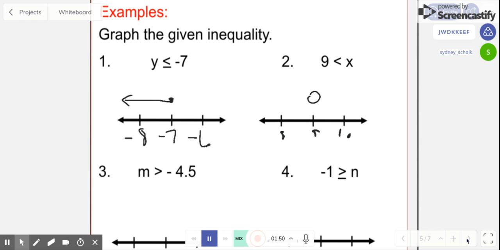Now, to figure out if we should have an arrow pointing to the left or to the right, I'm actually going to rewrite this so that my variable is on the left. Now that my variable is on the left, I need to show that x is greater than 9, because this means the same thing as 9 is less than x, but we want to rewrite it so our variable's on the left like we said previously. Well, now we're thinking x is anything greater than 9. So that means that we're going to point that arrow to the right, to the numbers that are greater than 9. And since it's an open circle, this time it actually can't include 9.